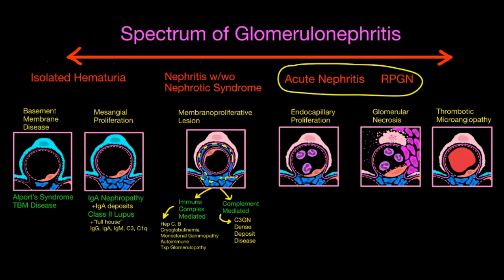So this is part 2, talking about glomerulonephritis and specific diseases. And so now we're going to talk about diseases that cause acute nephritis, or RPGN, which stands for rapidly progressive glomerulonephritis. And just to outline the spectrum here, these diseases tend to present with isolated hematuria. These diseases tend to present with a nephritic picture with or without nephrotic syndrome. And really now we're going to talk about diseases that present with an acute onset of nephritis.